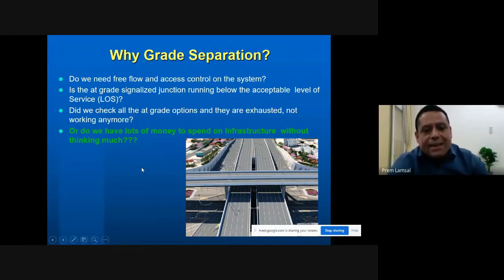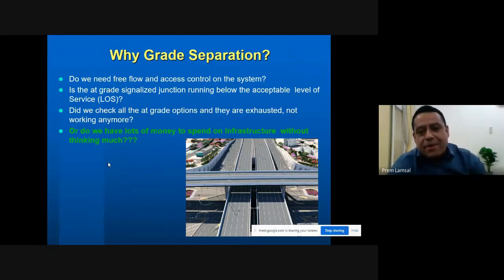Then the third one: did we check that all at-grade options have been checked and exhausted, that they are not working anymore? Did we check that? This is very important because we need to consider whether we have lots of money to spend on infrastructure without thinking much. So this is a very important question.